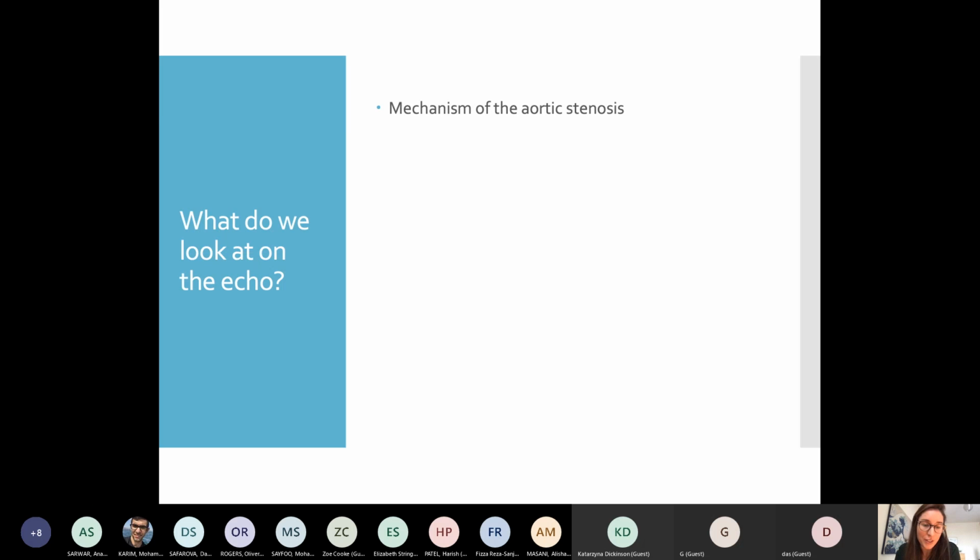and that might be of a tricuspid aortic valve. So that's the normal structure of the tricuspid valve. Why might a younger person develop aortic stenosis?